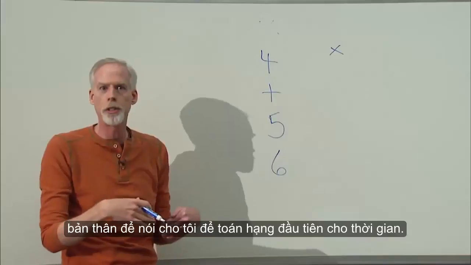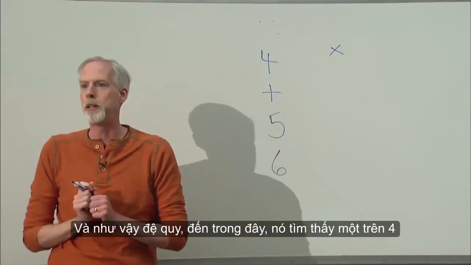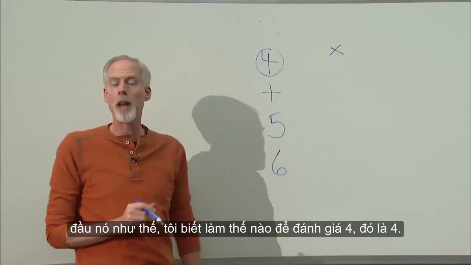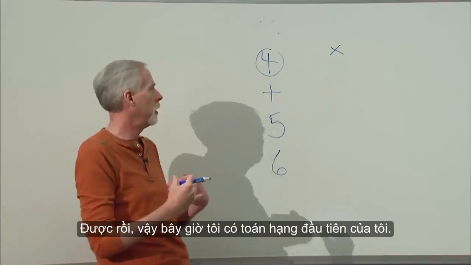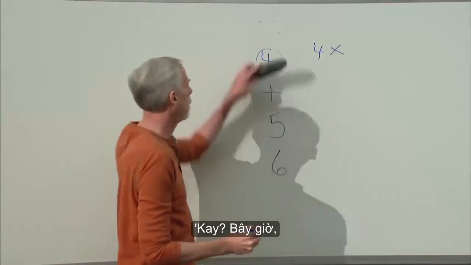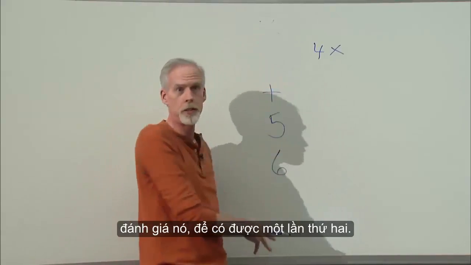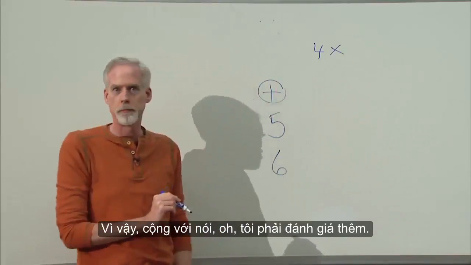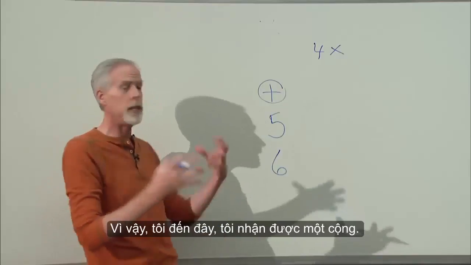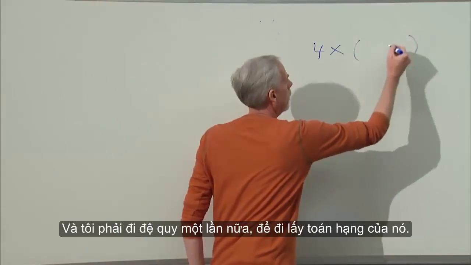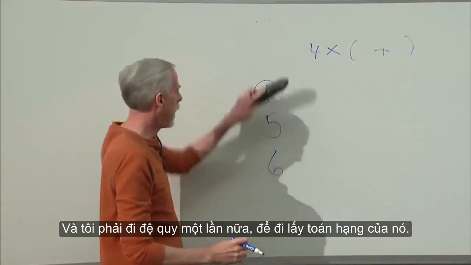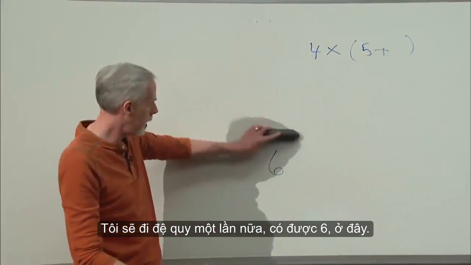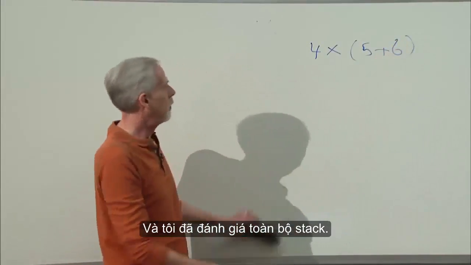Now, for times, it needs 2 operands. So it recursively calls itself to say, give me the first operand for times. And so recursively comes in here. It finds a 4 on the top. It's like, I know how to evaluate 4. It's 4. So it just returns. Okay? So now I have my first operand. Now I take the rest of the stack and evaluate it to get the second one. And when I do that, I get plus. So plus says, oh, I have to evaluate plus. It needs operands. So I come over here. I'm getting a plus. And I got to go recursive again to go get its operands. I get the 5. That's good. I'm going to go recursive again, get the 6 over here, and I've evaluated the whole stack.